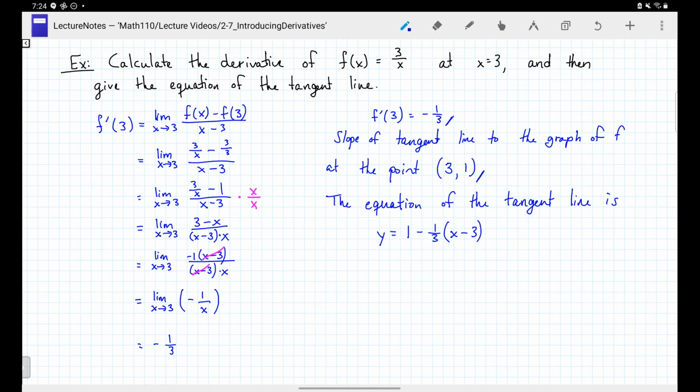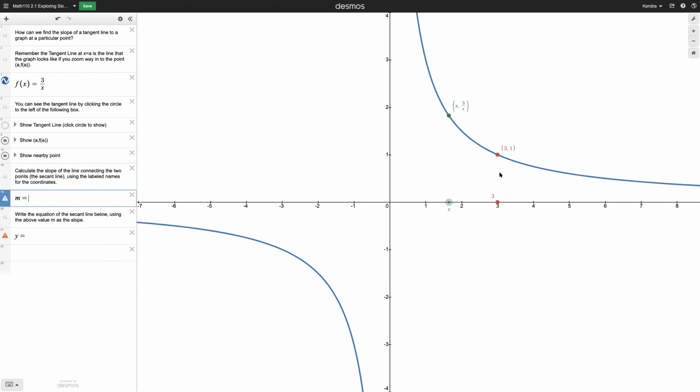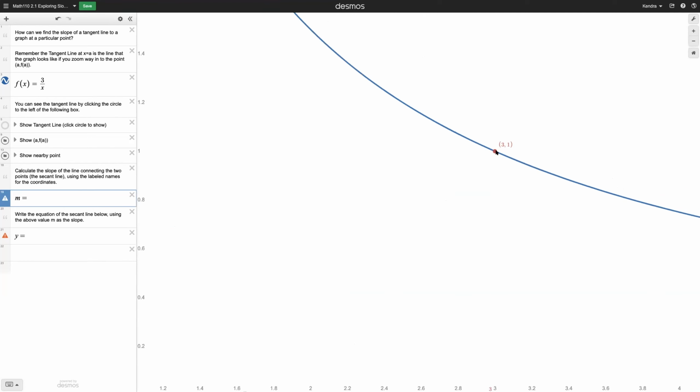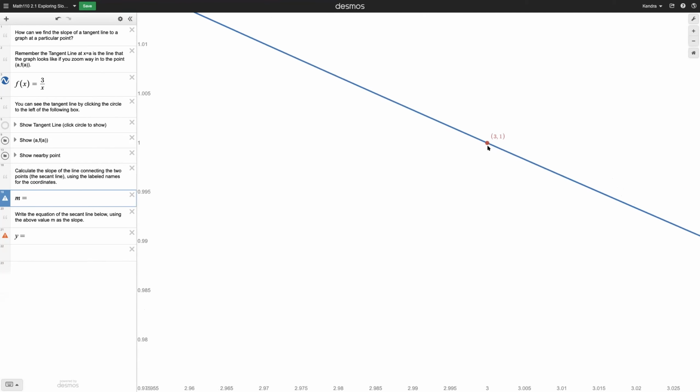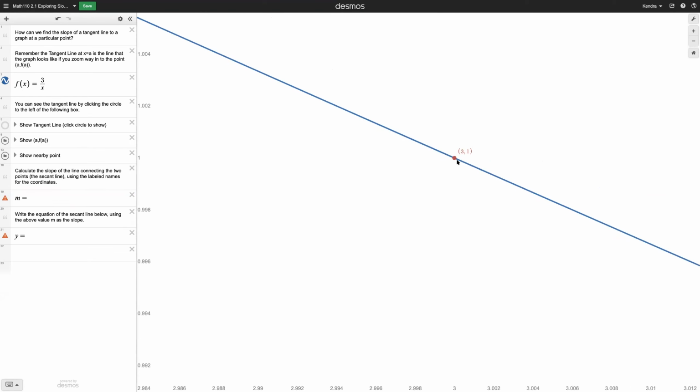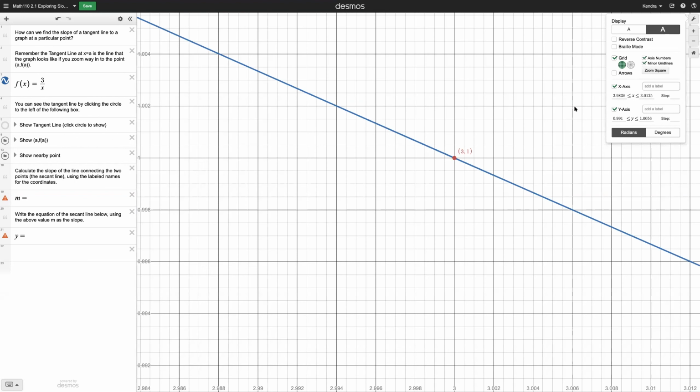And I just want to go ahead and take a look at Desmos to see how that works. Here's the graph of f of x equals 3 divided by x. I just wanted to reiterate that the tangent line here is the line that this graph looks like if I zoom way in. And you can see that if I zoom way in to the point 3, 1, eventually that curve does look like a straight line. I can turn on the grid and see what it looks like the slope is. The slope is definitely negative.